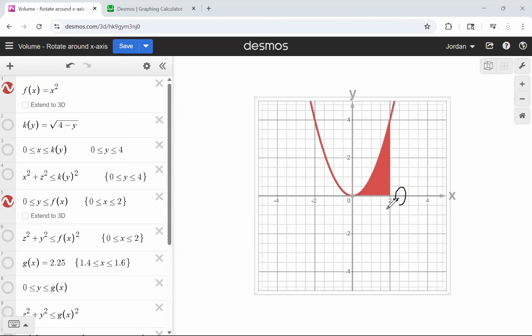Since I'm rotating around a horizontal line, my rectangles, I'll just draw a straight line here, are going to be vertical. Top of the rectangle is going to be at the curve. Bottom of the rectangle is down to the line I'm rotating around. And so we're going to get a radius that goes from x squared down to 0. That is y equals x squared down to y equals 0.